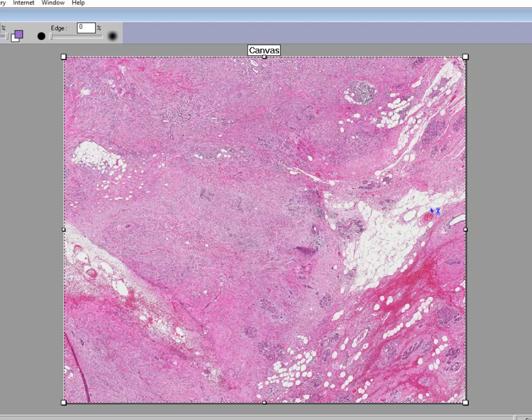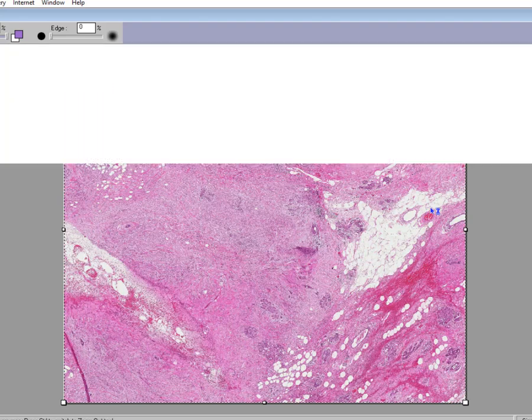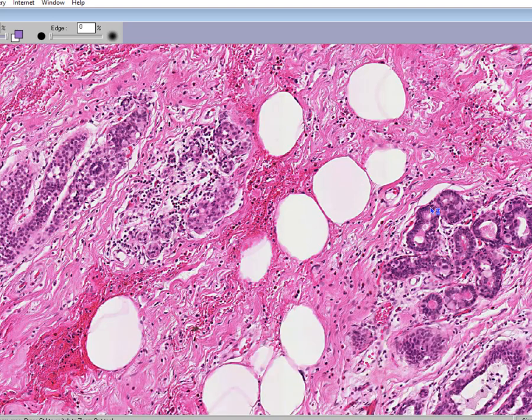Perhaps there's even a couple of lobules left. Here, let's take a look at a lobule just to prove to you that this is breast tissue. Yeah, look, there's a lobule. That's probably part of a lobule. But I don't see as obvious of a cancer as we saw in the last slide.